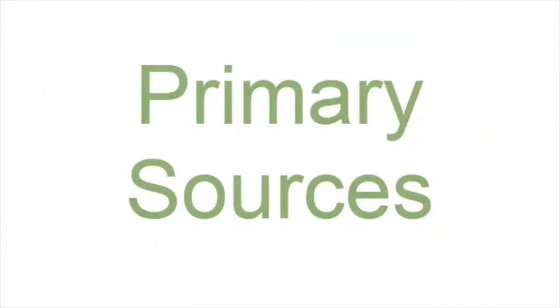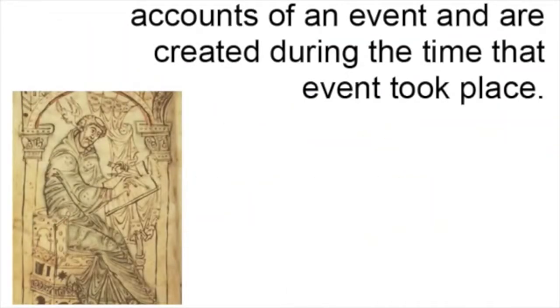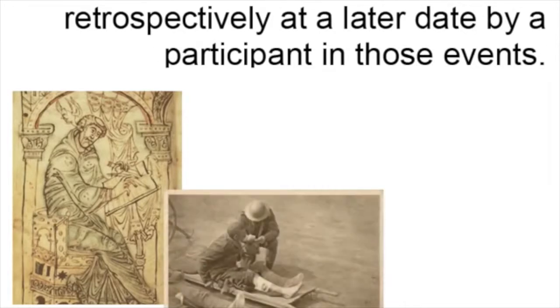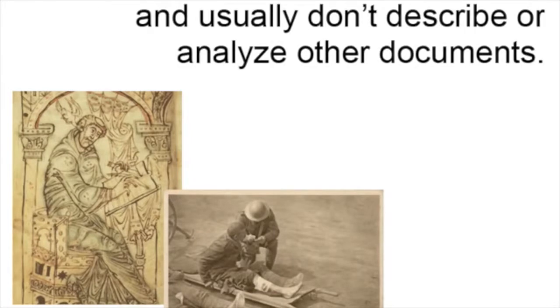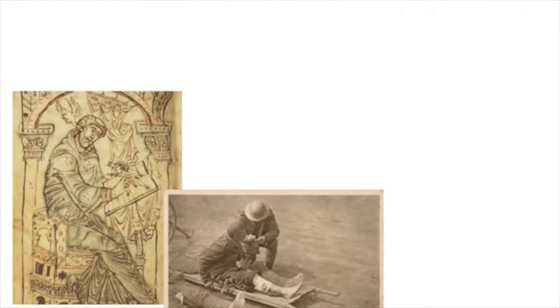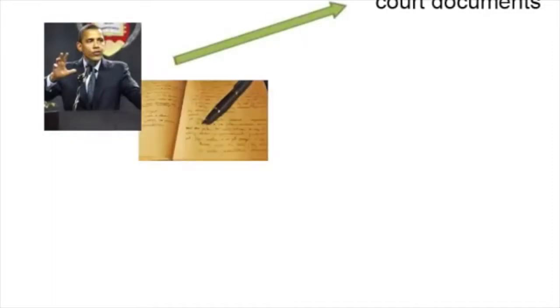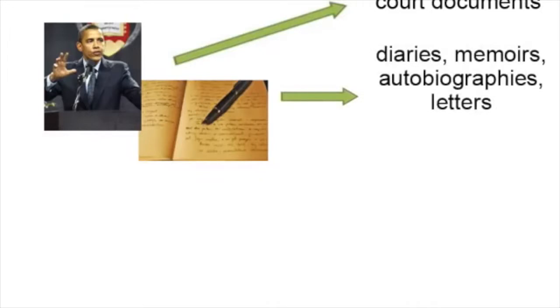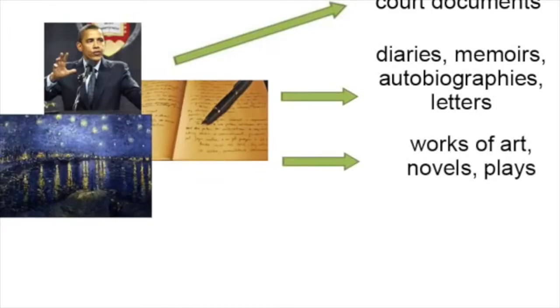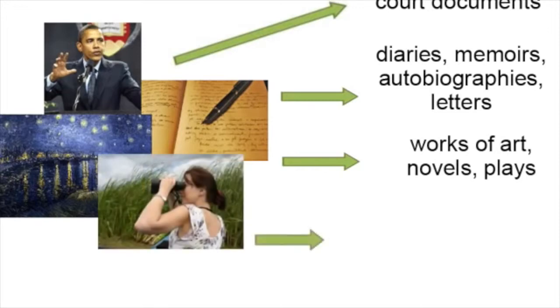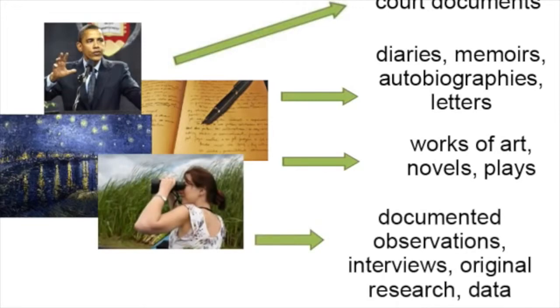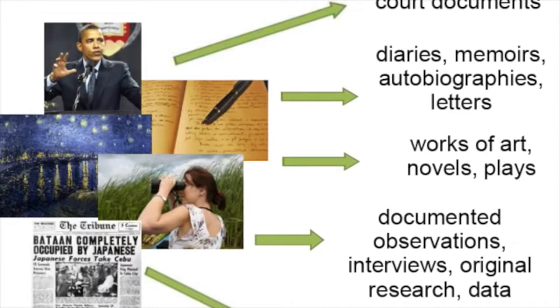So what are primary sources? Primary sources are first-hand accounts of an event and are created during the time that event took place. They can also be created retrospectively at a later date by a participant in those events. They are original documents and usually don't describe or analyze other documents. They can also be creative works. Some examples of primary sources are speeches, laws, and court documents, diaries, memoirs, autobiographies, and letters, works of art, novels, and plays, documented observations, interviews, original research and data, and historical newspapers.